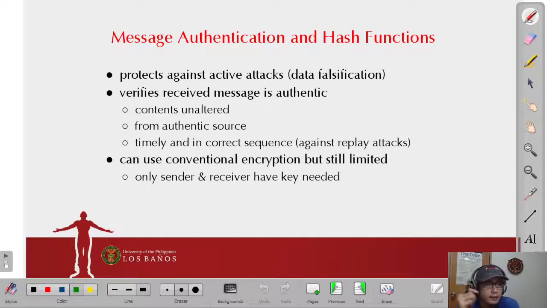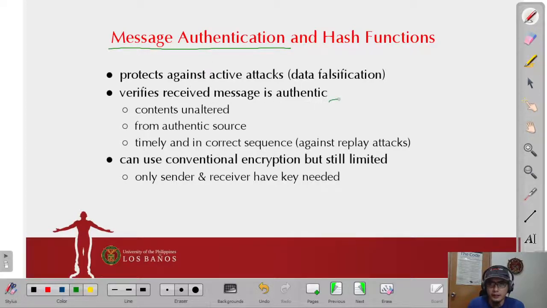Another concept in cryptography is called message authentication. Symmetric encryption is more on achieving confidentiality of information. So let's encrypt this plain text data so that Alice will encrypt the plain text data so that the attacker will not be able to read the data. That's confidentiality. So we also have the concept of authentication.